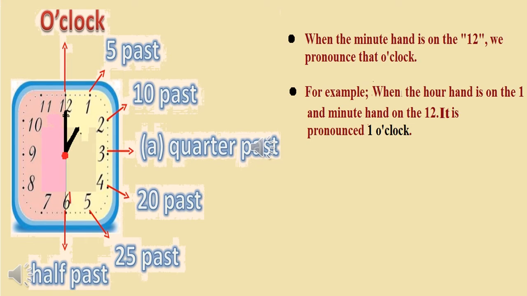If we are going to tell the time from an analog clock, there are some terminologies which we have to know. O'clock. When the minute hand is on the 12, we pronounce that o'clock. For example, as you can see here in the clock, when the hour hand is on the 1 and minute hand on the 12, it is pronounced 1 o'clock.